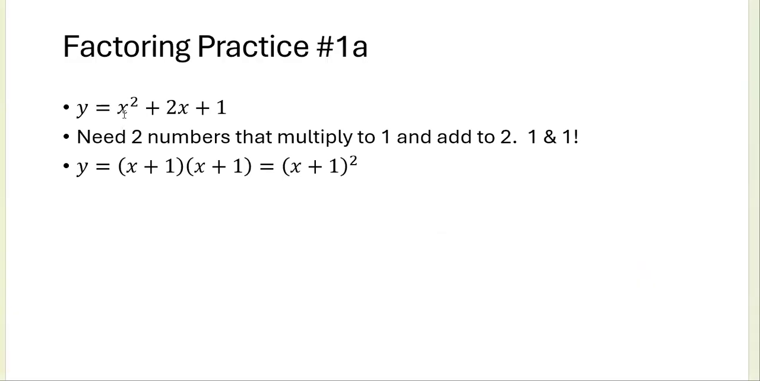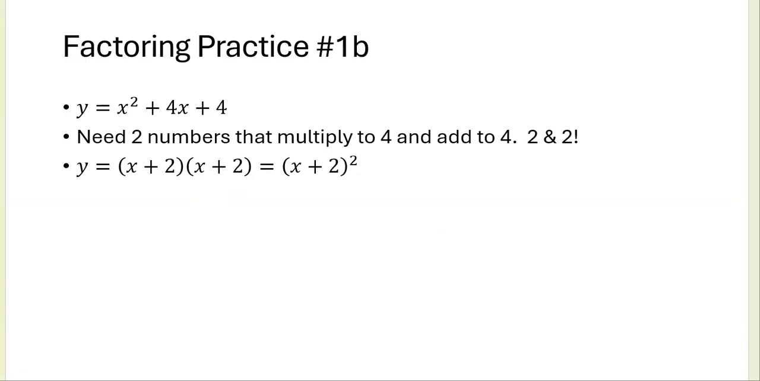So for example, if we want to factor x squared plus 2x plus 1, we need two numbers that multiply to 1 and add to 2. What are those two numbers? Must be 1 and 1. So we can factor it as x plus 1 times x plus 1, which we can rewrite as x plus 1 quantity squared.